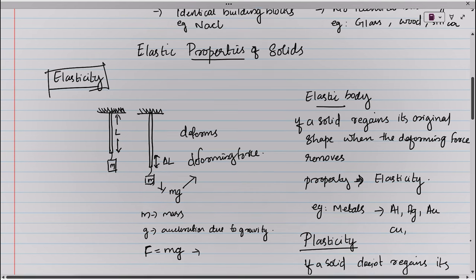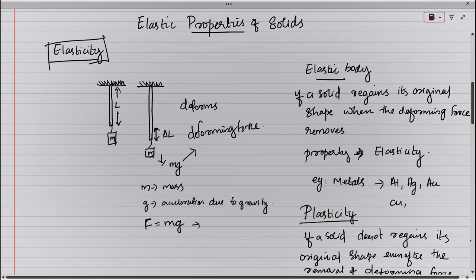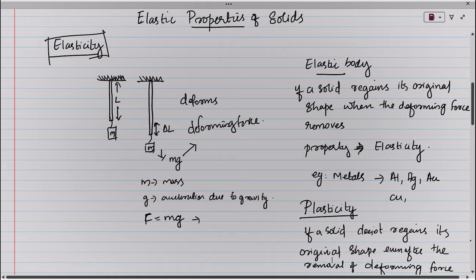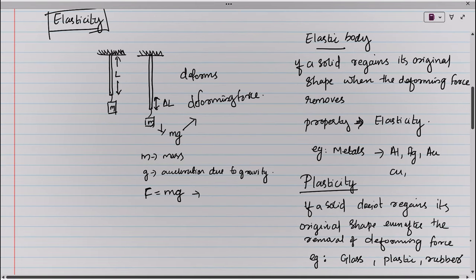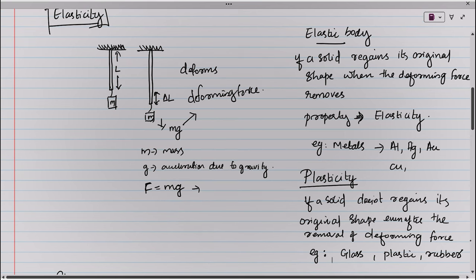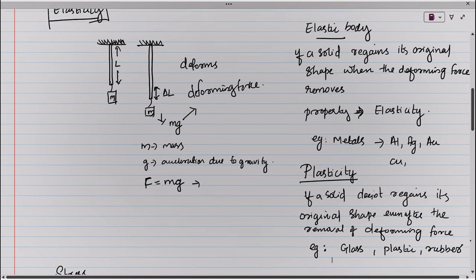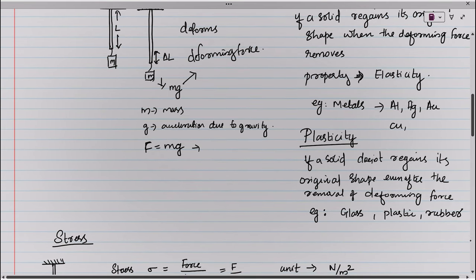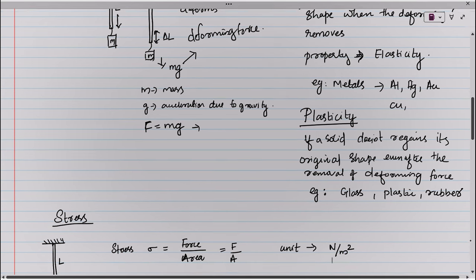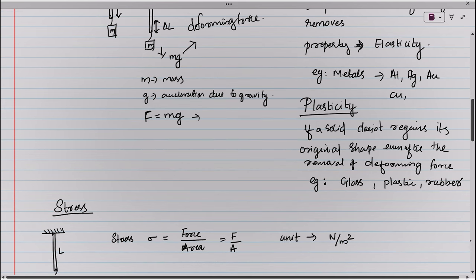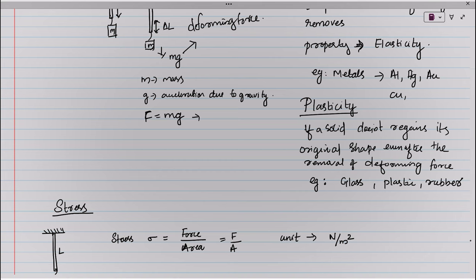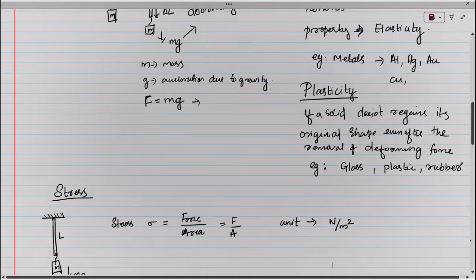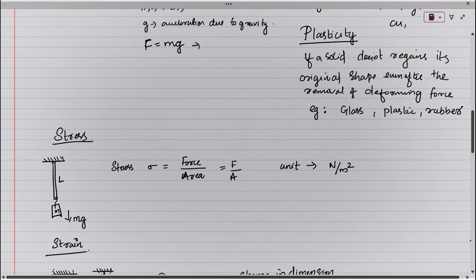Because of the above properties, we can say that the elastic properties of solids are important in our studies, that is due to the arrangement of atoms. What is meant by elasticity? Elasticity is the property by virtue of which a solid can regain its original shape when the deforming force is removed. For example, all solid metals, aluminium, gold, copper, etc., are elastic bodies.